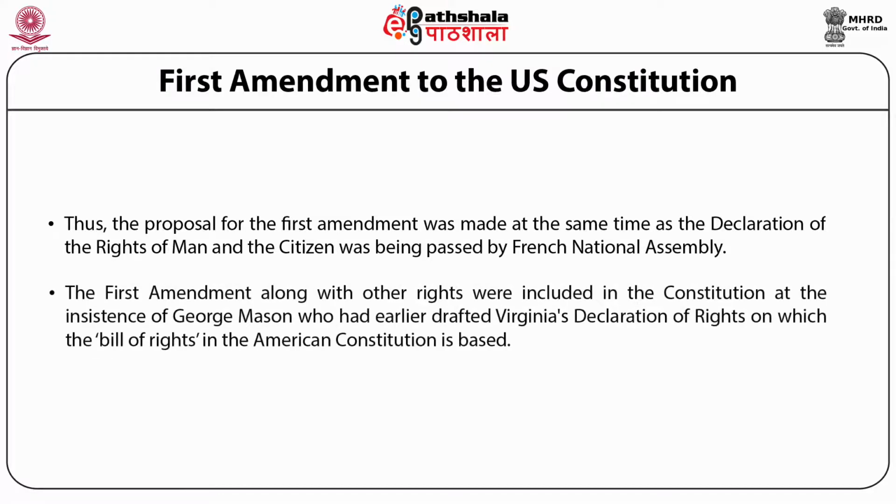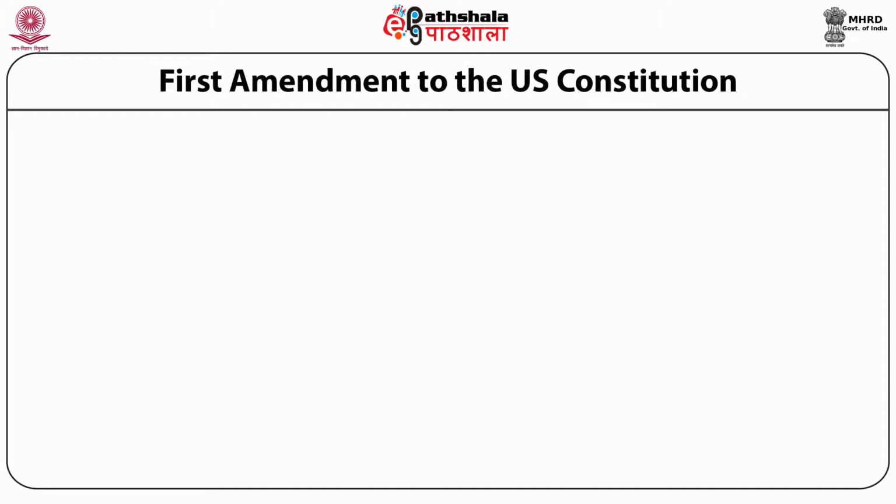The First Amendment, along with other rights, was included in the Constitution at the insistence of George Mason. George Mason had earlier drafted Virginia's Declaration of Rights, on which the Bill of Rights in the American Constitution is based. The Bill of Rights is a set of the first few amendments to the US Constitution. Now, coming to the First Amendment.